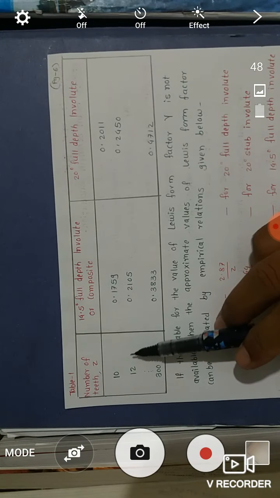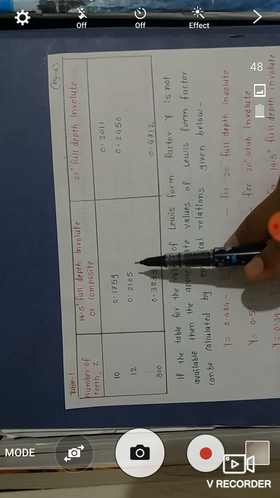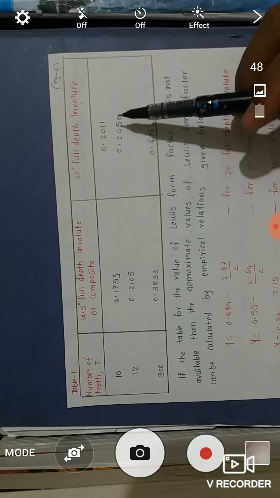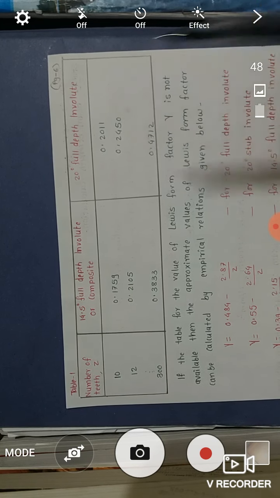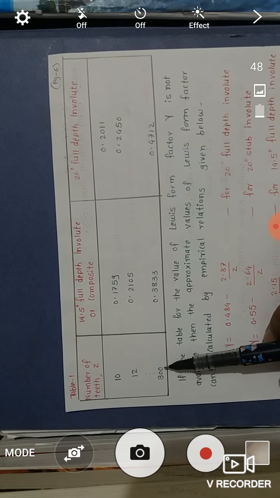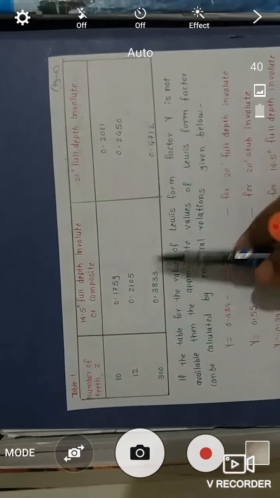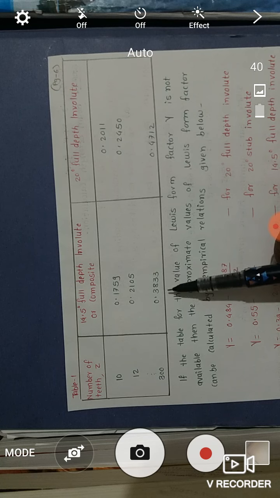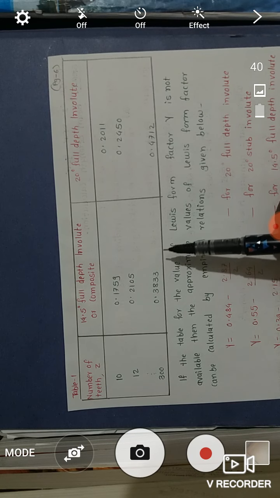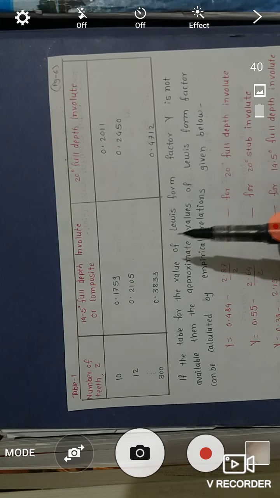For number of teeth 12, 14.5 degree full depth involute is 0.2105, and for 20 degree full depth involute system Y is equal to 0.2450, and so on up to 300. This table is available in the book, so due to space limitation I have written only a few terms here. So for 14.5 degree Y is equal to 0.3833, and for 20 degree full depth involute Y is equal to 0.4712.